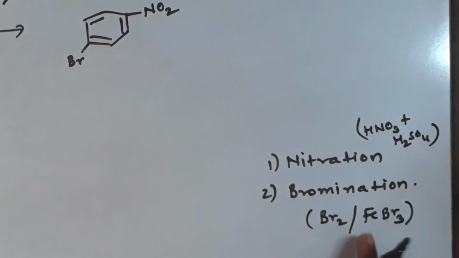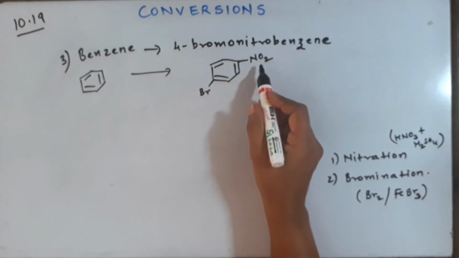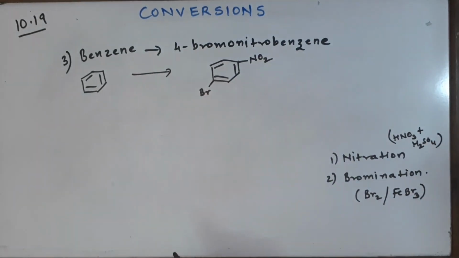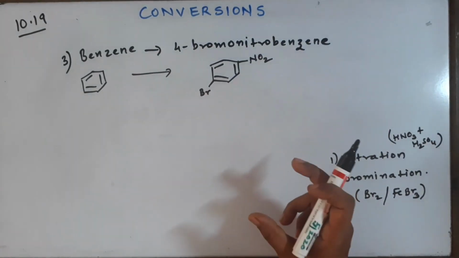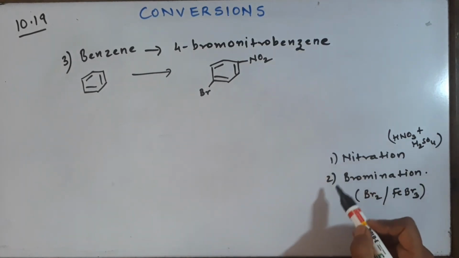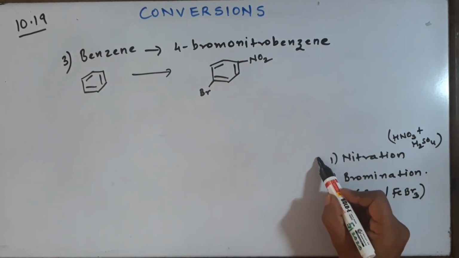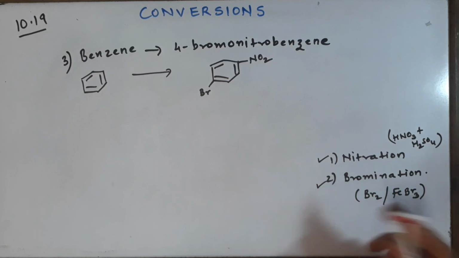Anhydrous ferric bromide. Now first of all, this is a para relationship between the positions which we have got. So what should we do first? Should we do nitration first or should we do bromination first?